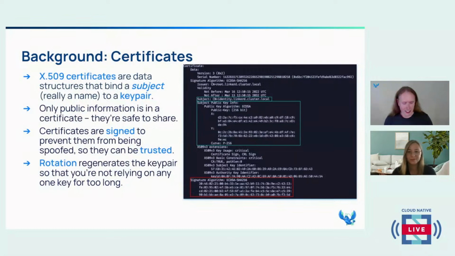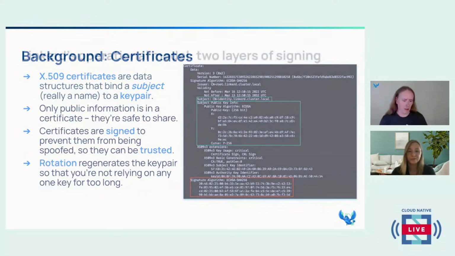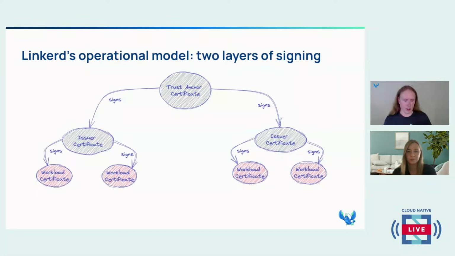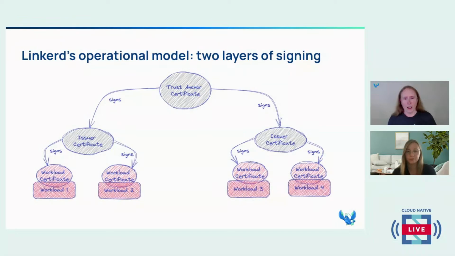All right, onward. So let's talk about the guts of Linkerd's operational model and trust. Everything with trust in Linkerd starts with a certificate, which we call the trust anchor. The trust anchor, in turn, is used to sign issuer certificates. The issuer certificates then get used to sign workload certificates, or leaf certificates, which are associated with workloads. The immediate reason why we don't just have one layer of signing here is that this way we can rotate the issuer certificates very often without having to do anything with the trust anchor.